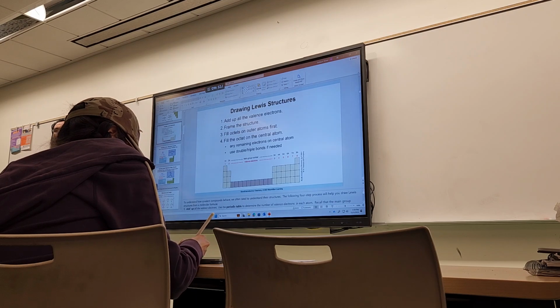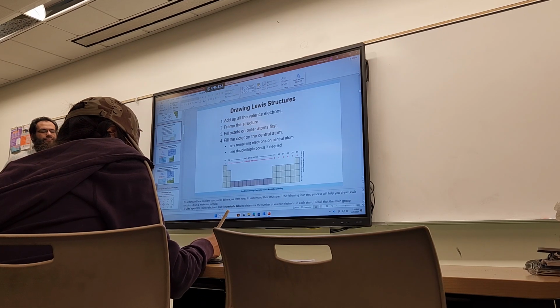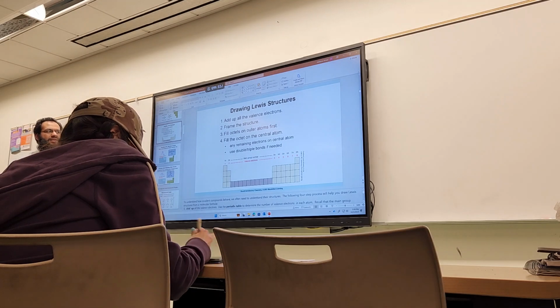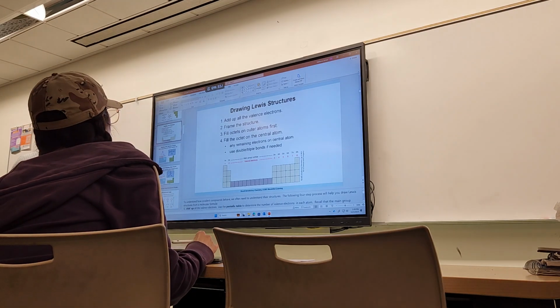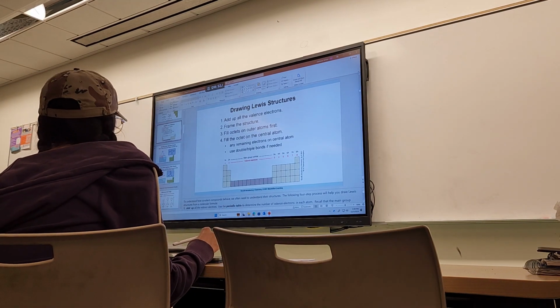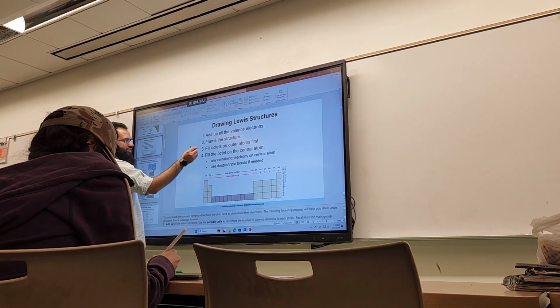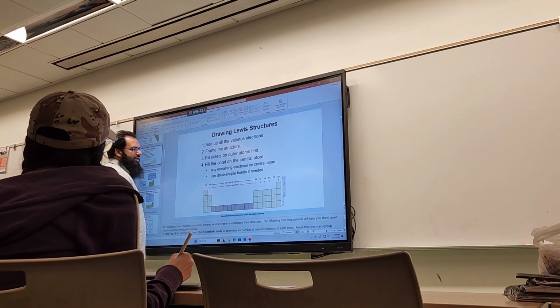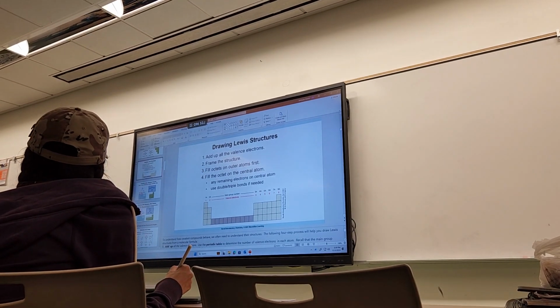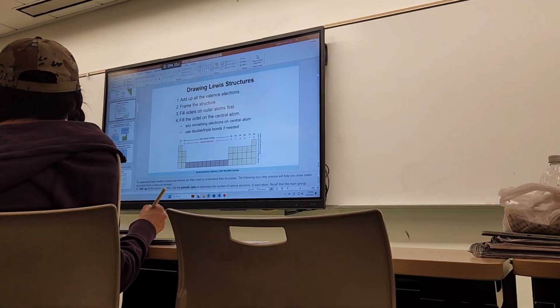These are your steps, 4 steps. Add the valence electrons, put the frame, fill the octet of the outer atoms first. Emphasize, please make sure you do step 3 before step 4. I saw a lot of you guys making double bonds, which are not even needed. So don't rush to make double bonds. Octet first, make double bonds if you need to.